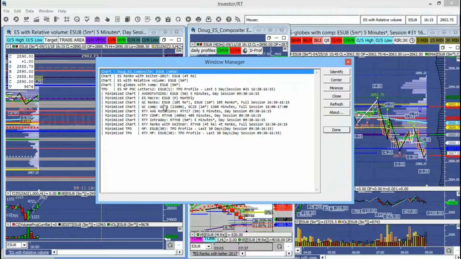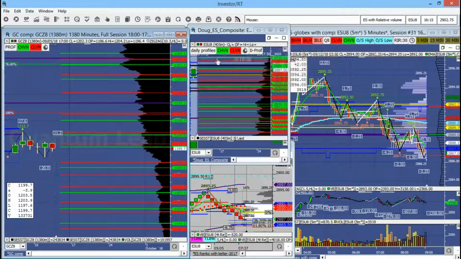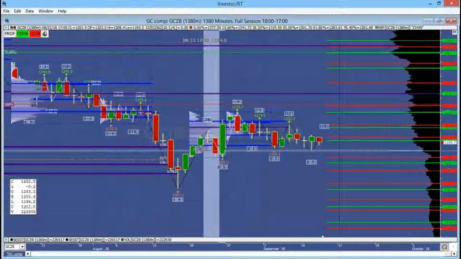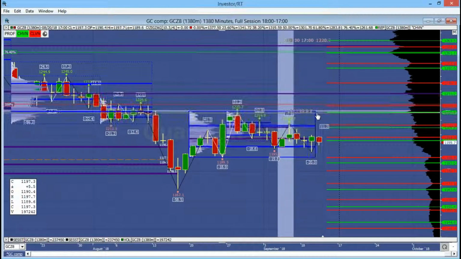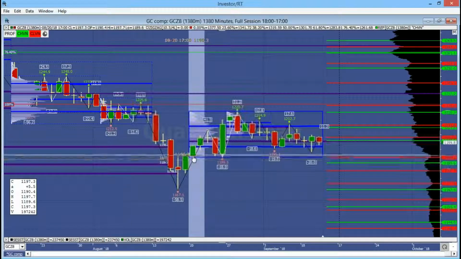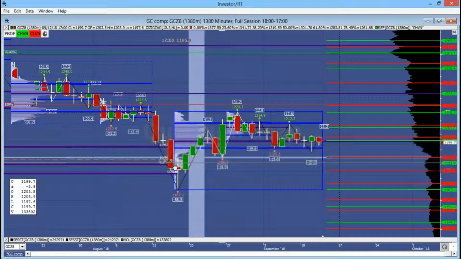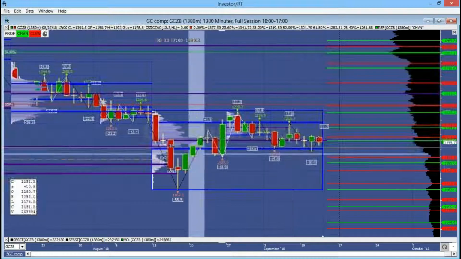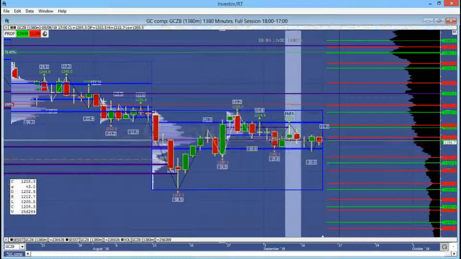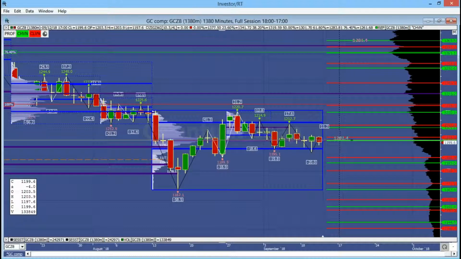Quick look at gold. And of course, all my profiles. I lost internet last night for a couple hours after the market closed, and I didn't save everything. So we are in this balance zone right now, continues to be fighting this 1200 level.